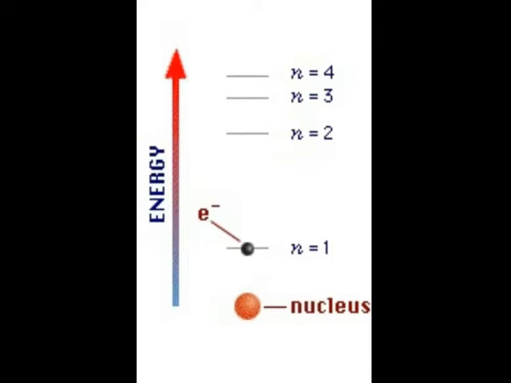Let's have a look at that. According to the Bohr model, when a hydrogen atom receives energy, its electron leaps from a low-energy orbit to a higher one, forming an excited state.